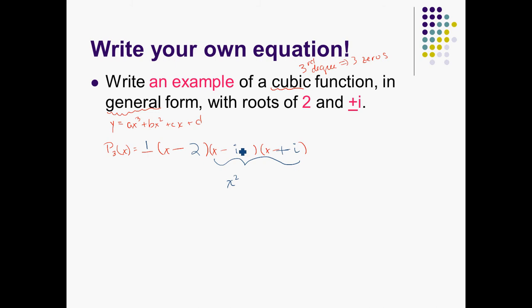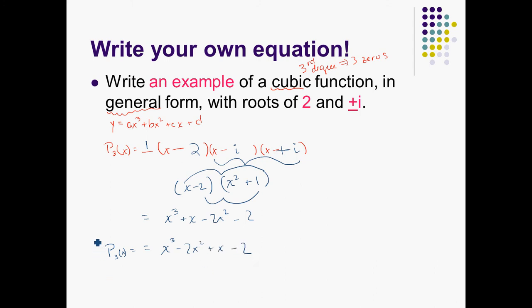That's going to cancel out, right? This is right? And I'm going to get negative i squared, which of course is going to be plus 1. And in general form, the x squared term needs to come before the linear term. And there you go. Alright, so that was objective 1 in the handout.